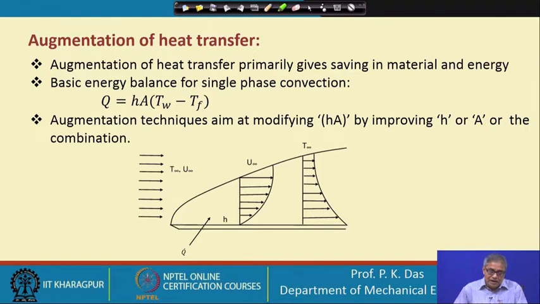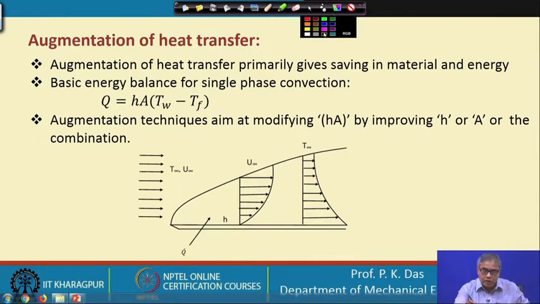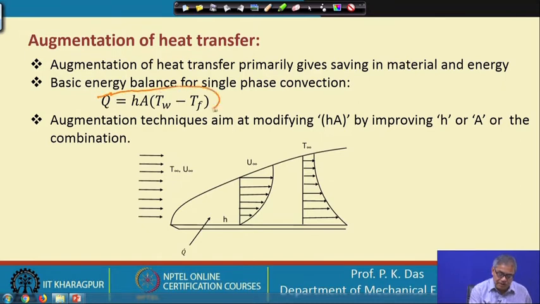So, the basic energy balance equation that we can get, let me highlight it. This is the basic energy balance equation for convective heat transfer: Q dot is equal to h A (T_w minus T_f). I have shown it with the help of an illustration which is very common to you.